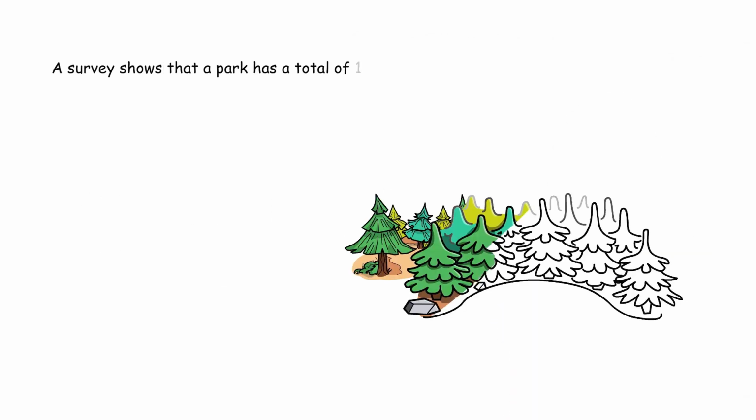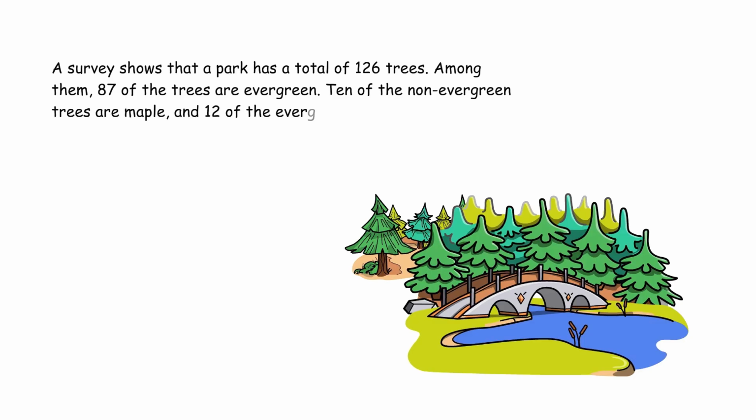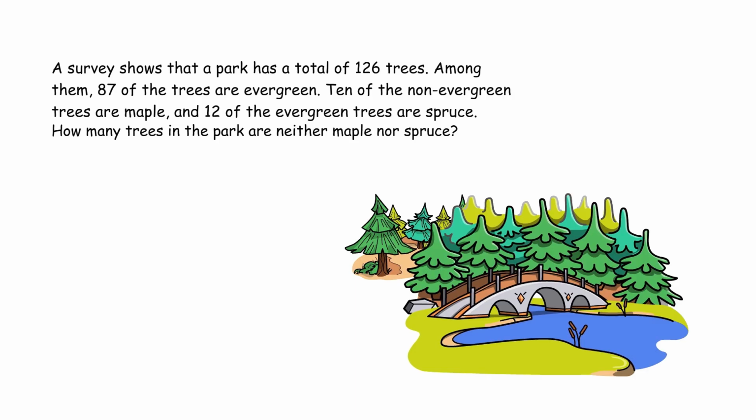A survey shows that a park has a total of 126 trees. Among them, 87 of the trees are evergreen. 10 of the non-evergreen trees are maple, and 12 of the evergreen trees are spruce. How many trees in the park are neither maple nor spruce?